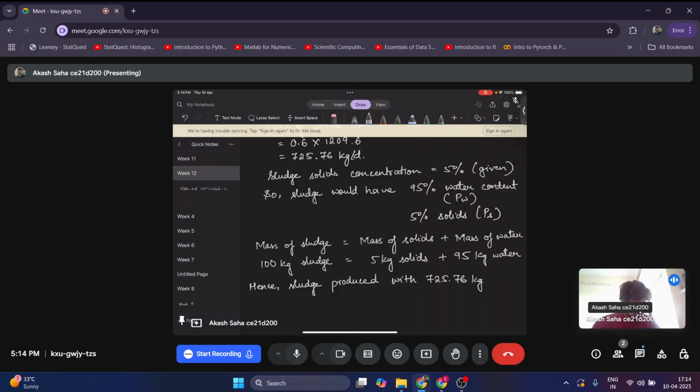with 725.76 kg solids. So what will be my sludge? That will be equal to 100 by 5 into 725.76. So out of 100, 5 kg solids are there. So for 725.76 kg of solids, the amount of sludge produced will be 100 by 5 into 725.76. So it will be 14515.2 kg of sludge per day.